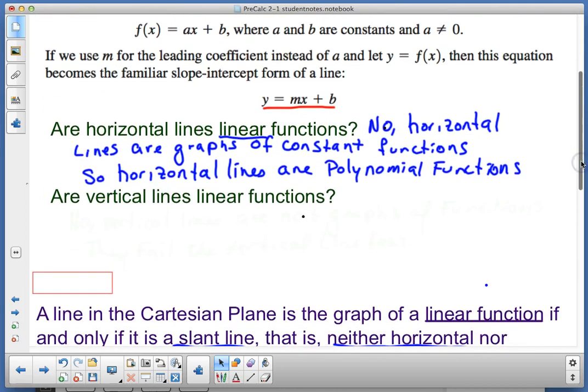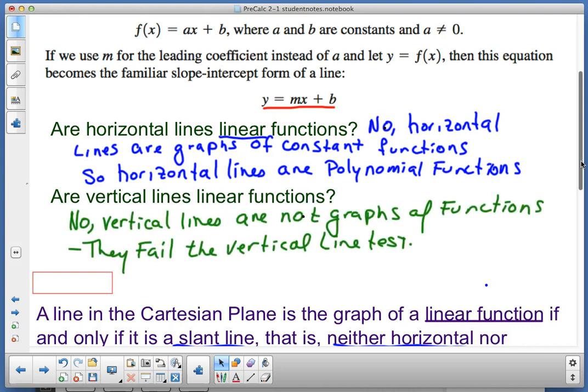Are vertical lines linear functions? Think about what a vertical line is. People say, well, no. But vertical lines are not graphs of functions. Remember, they can't pass the vertical line test because they're only supposed to pass once. So they fail the vertical line test.